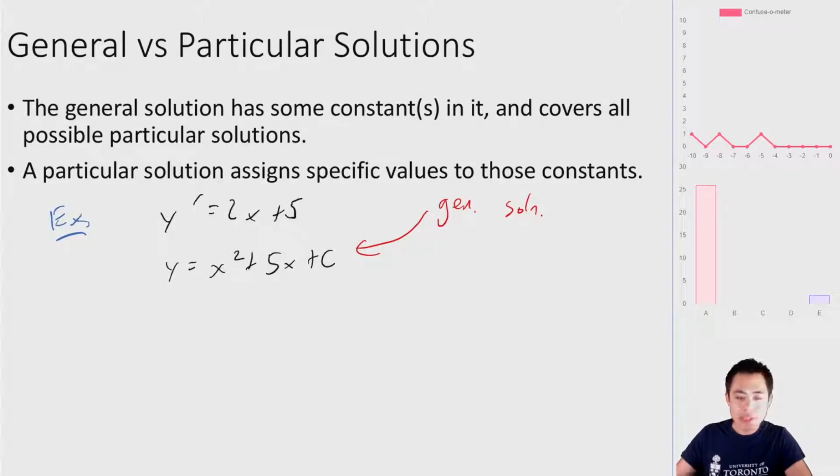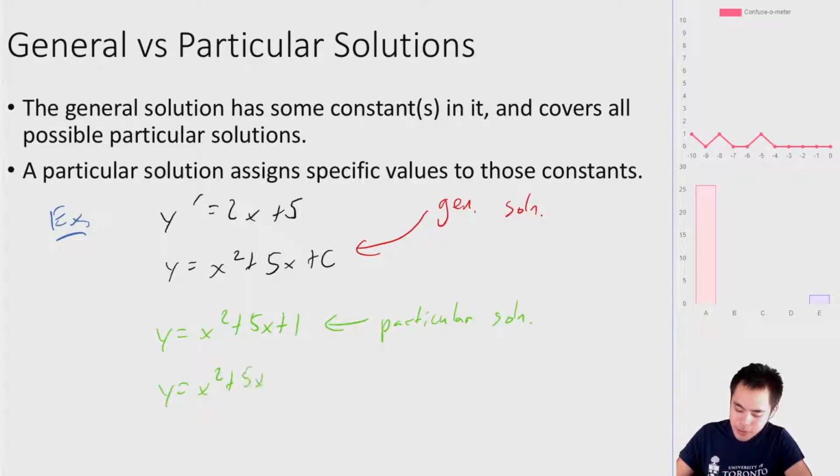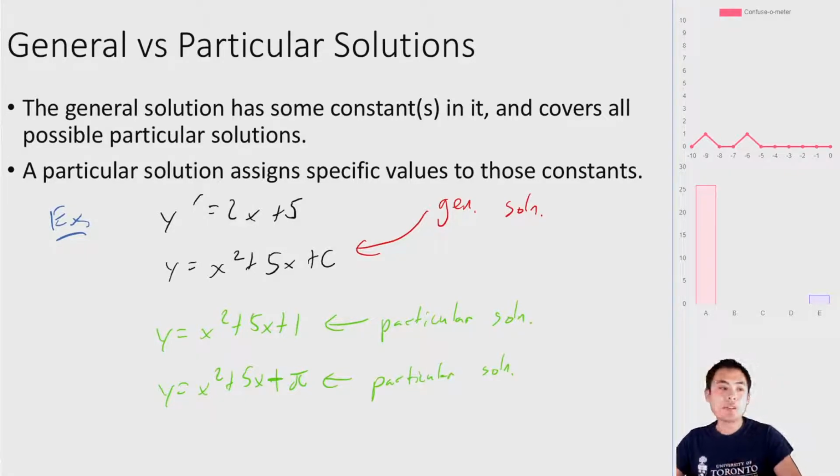Well, we have several different particular solutions. So for example, y equal to x squared plus 5x plus 1. Well, that's a particular solution. Or y is equal to x squared plus 5x plus pi. That's another particular solution. And of course, you have an entire family of these things.